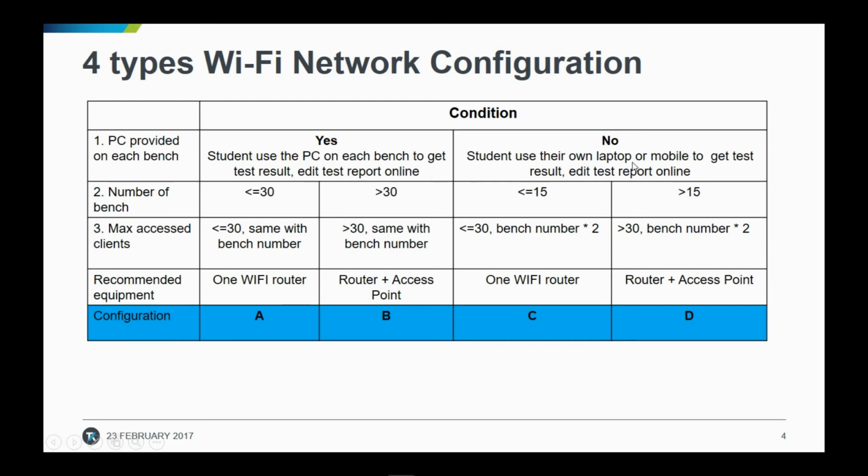Take configuration D as an example. A PC is not provided on each bench, which means students will use their own laptop or mobile to access the TekSmartLab network. The number of benches is more than 10. In this condition, the maximum accessed clients required for the network should be more than 30, so the recommended equipment would be router plus access points. Let's see a little more detail for these 4 different configurations.